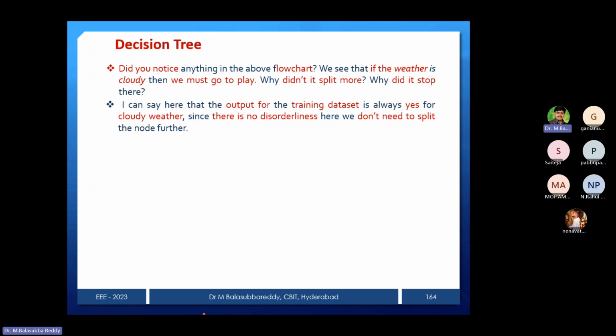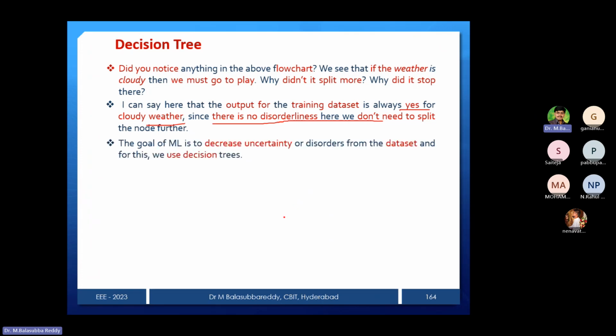After that, there are sub nodes, then leaf nodes. Like that, we have a set of procedures. We already prepared that. Based on the procedure, we are going to divide. In the training data set, it is always yes for cloudy weather. Since there is no discord, no mixed values here, we don't need to split further. So we don't want to divide. If any feature is there further, we are able to divide it.